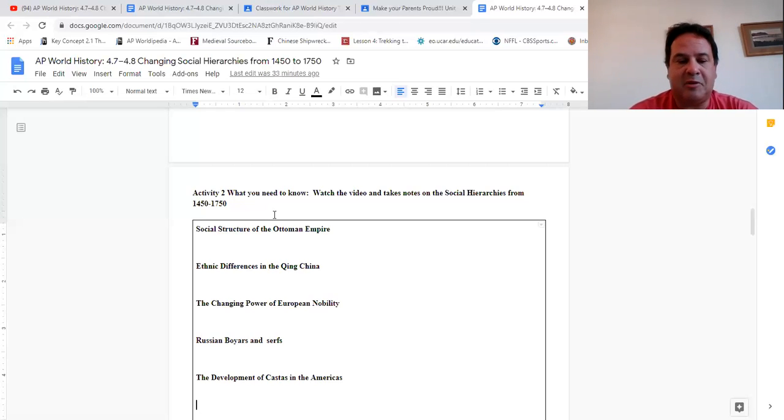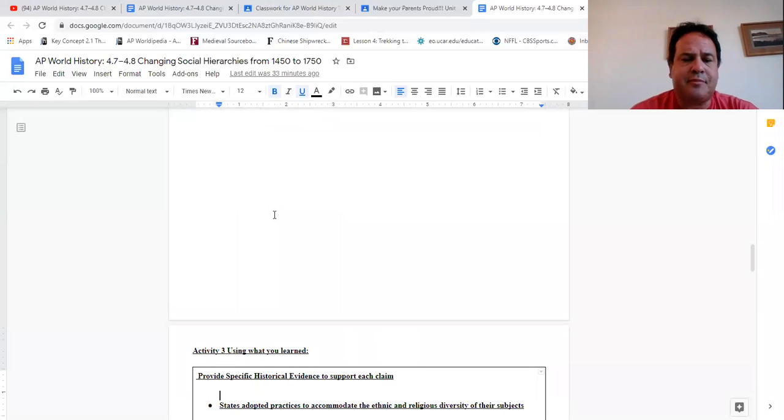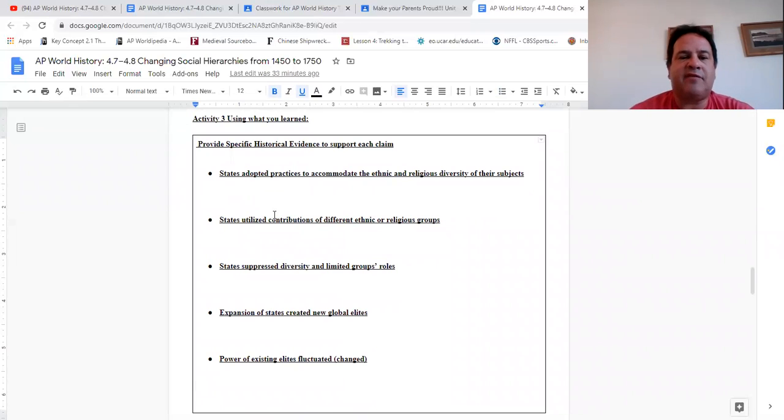They take some examples from the boyars and the serfs in the Americas, and then the caste system in the Americas is discussed. And then that activity goes along with activity 3. There's a set of about 5 different claims, and you're just brainstorming here what facts go along with those claims that would make them evidence. Remember, a fact is just a fact if it doesn't support a claim. You could state a fact, but you won't get evidence points for it.